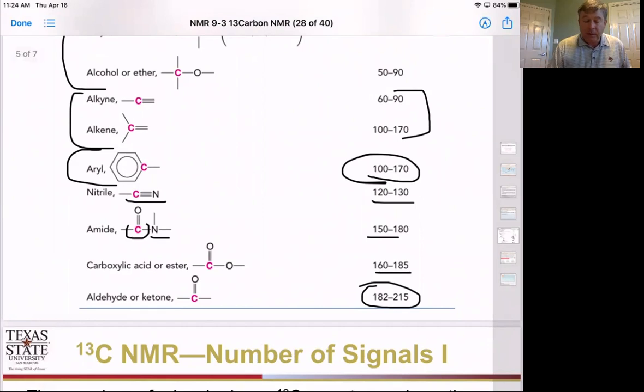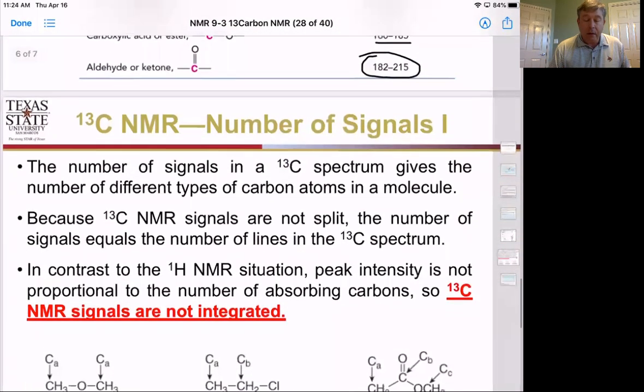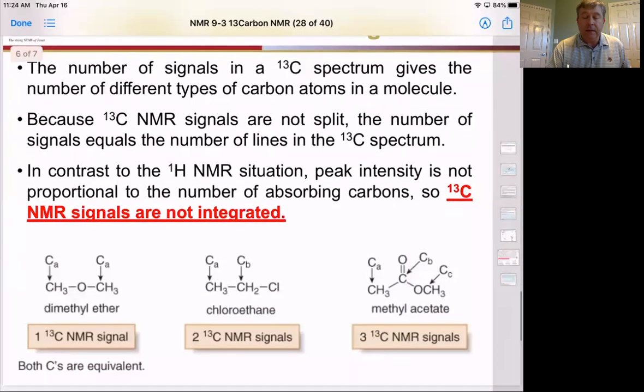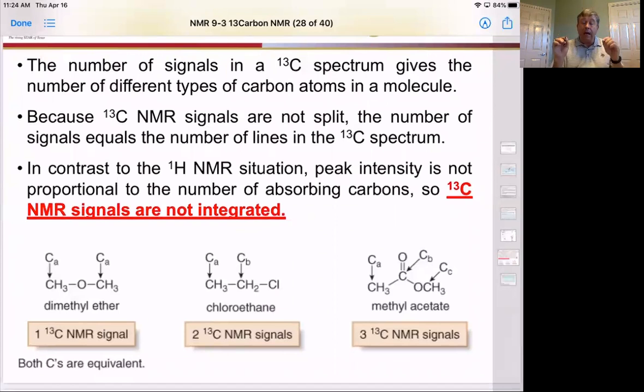Just like in proton NMR, the number of carbon-13 signals is equivalent to the number of different types of carbon atoms in the molecule. And because they're not split, it makes it easier to see them. The intensity, unfortunately, is not proportional to the number of absorbing carbons. We do not tend to integrate carbon-13 NMR unless you're running a specific quantitative experiment. So most of the time, we're just looking at the number of peaks and the shifts of the peaks.